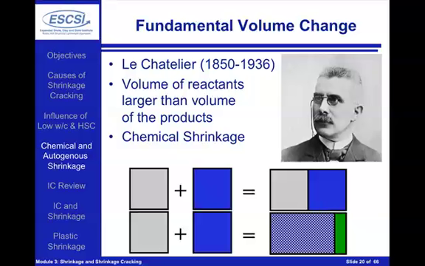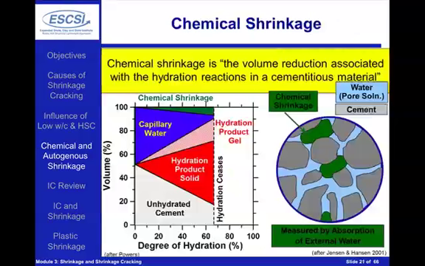Chemical shrinkage occurs in every single cement that we're going to be looking at. We're going to see a chemical shrinkage, a volume reduction, and that's natural; it happens as a part of the hydration reaction. So we can define chemical shrinkage simply as the volume reduction associated with the hydration of cementitious materials.